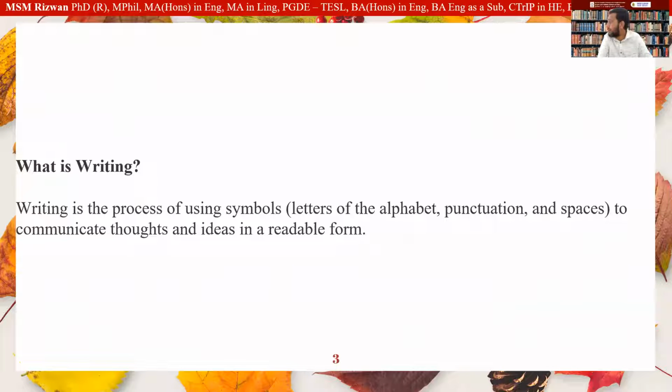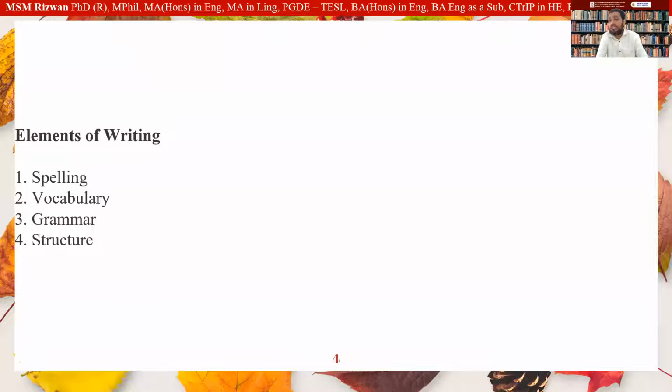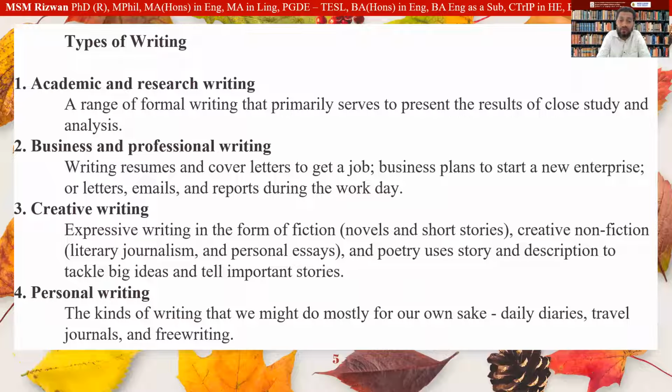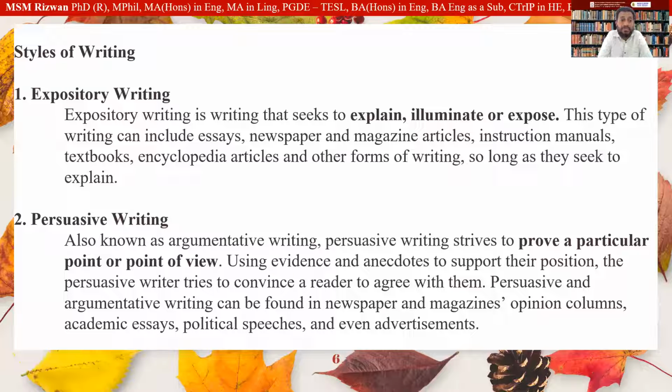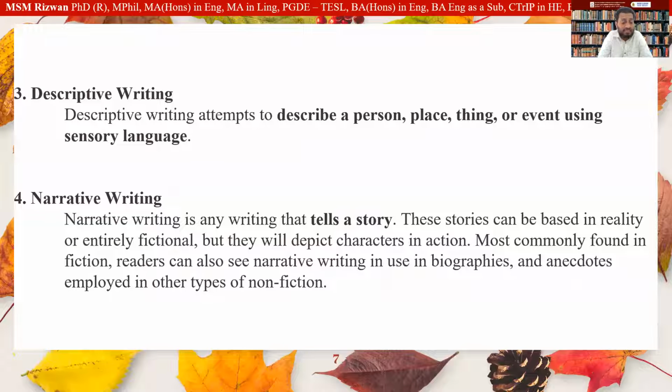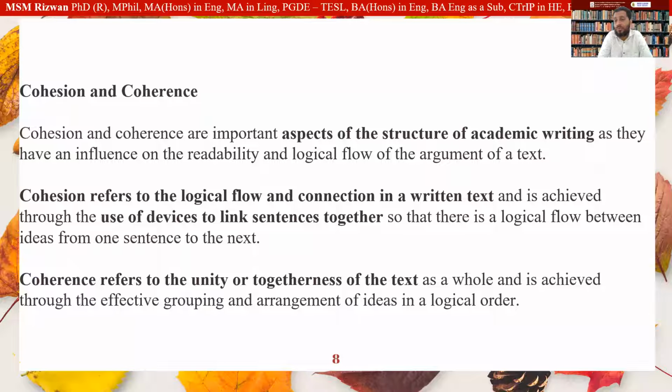So to sum up today's session, now you have learned what writing is, and you have discussed the elements of writing. We have also discussed the types of writing, such as academic and research writing, business and professional writing, creative writing, as well as personal writing. And you know the styles of writing too: expository writing, persuasive writing, descriptive writing, and narrative writing.